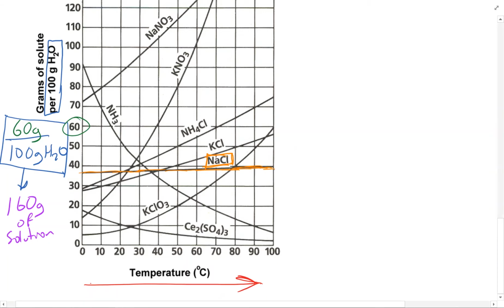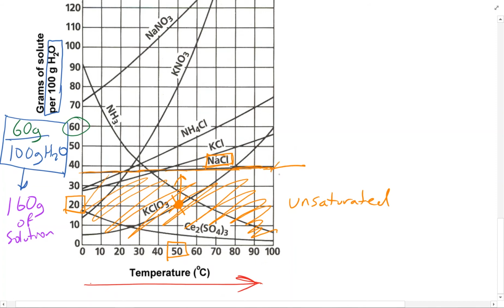So looking at table salt, what would everything down here be? Everything below this line would all be called unsaturated, right? If we have, let's say, 20 grams, say it's at 50 degrees Celsius, and we dissolve 20 grams of salt in the solution, we would be right here, right? Can you guys see that right there? So we would be able to still dissolve quite a bit more to reach up here where it's saturated.